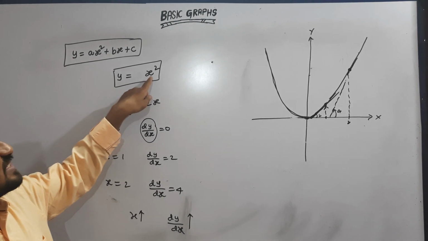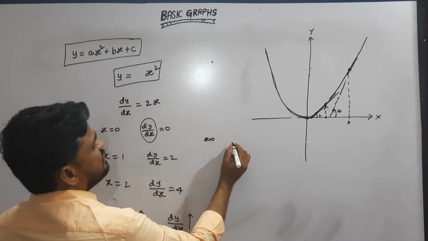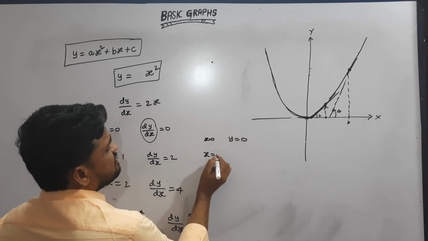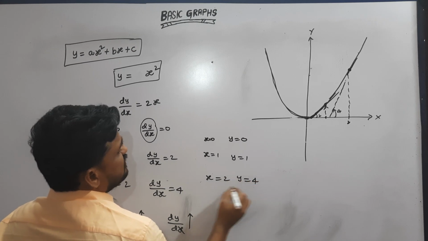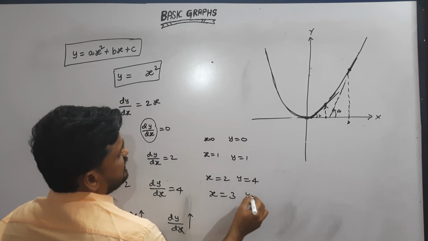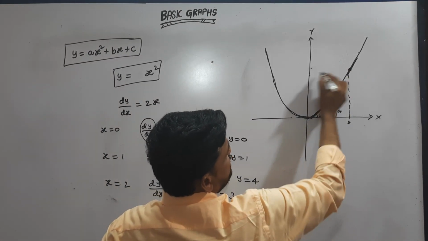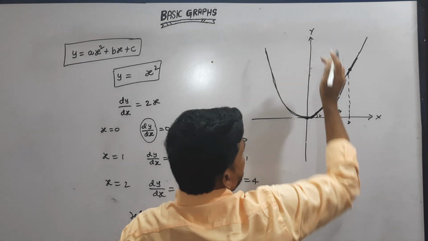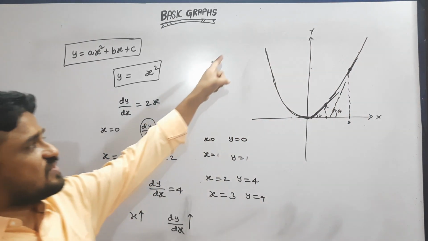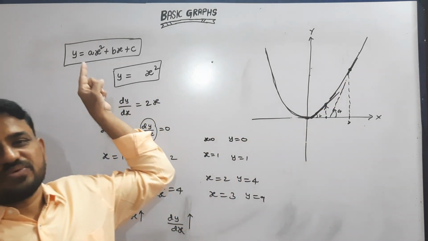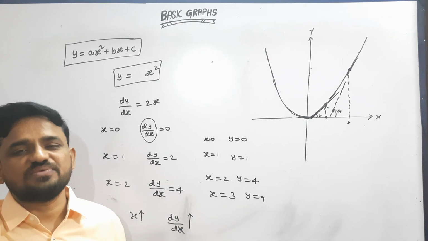Take x value 0, y value 0; x value 1, y value 1; x value 2, y value 4; x value 3, y value 9. So the graph is a non-linear curve. The graph related to a quadratic equation is a parabola. Parabolic shape lo vastundi.